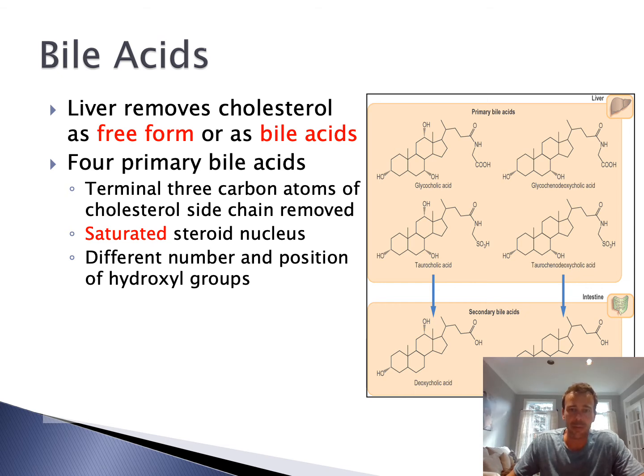There are 4 primary bile acids shown here, which are made in the liver. The terminal 3 carbon atoms of the cholesterol side chain are removed, and then you get this saturated steroid nucleus, so you don't have the double bonds anymore. And then you get these hydroxyl group decorations, as I mentioned.